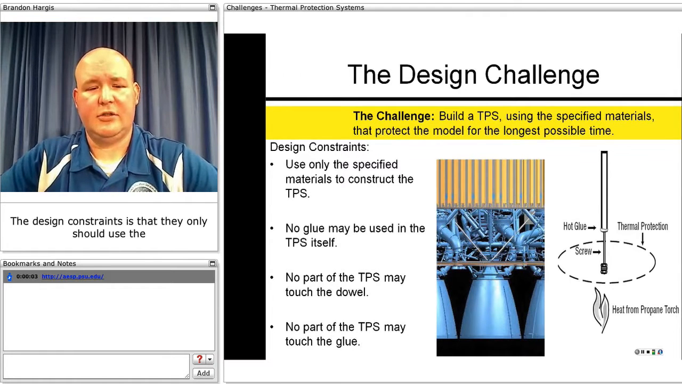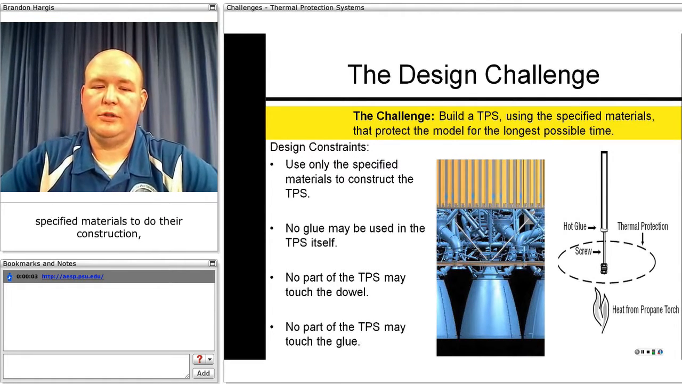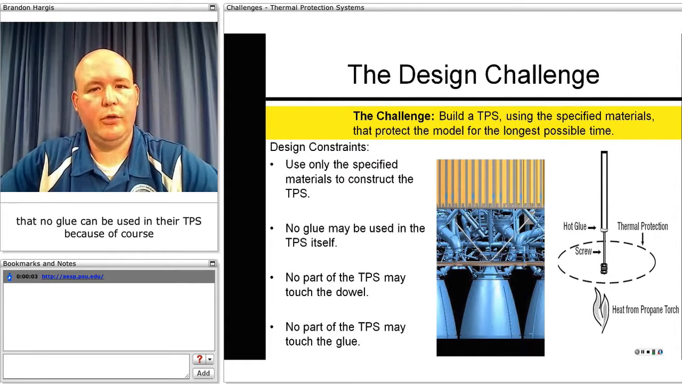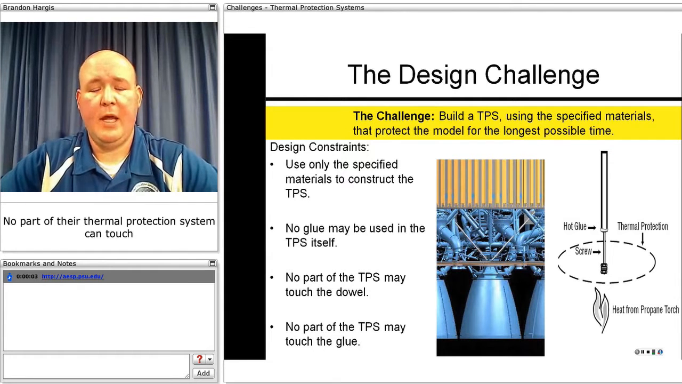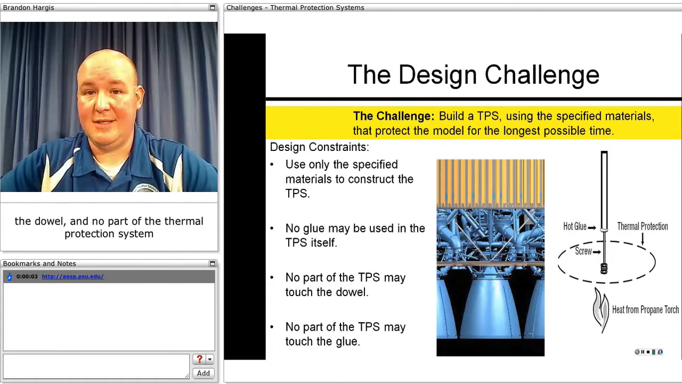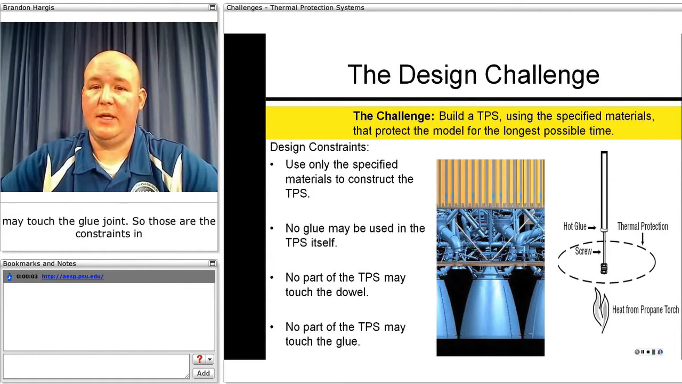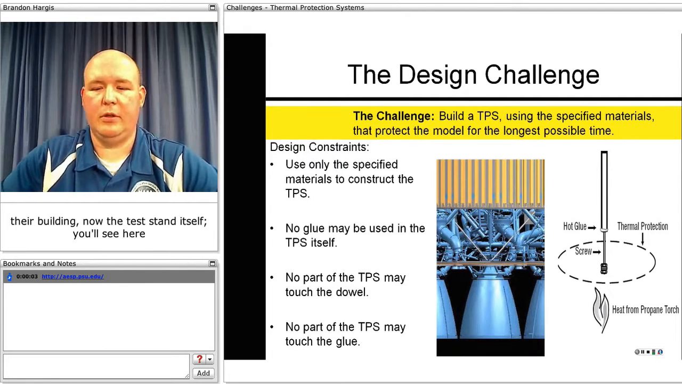The design constraints are that they should only use the specified materials to do their construction, and that no glue can be used in their TPS because of course the glue could catch fire. No part of their thermal protection system can touch the dowel, and no part of the thermal protection system may touch the glue joint. So those are the constraints in their building.